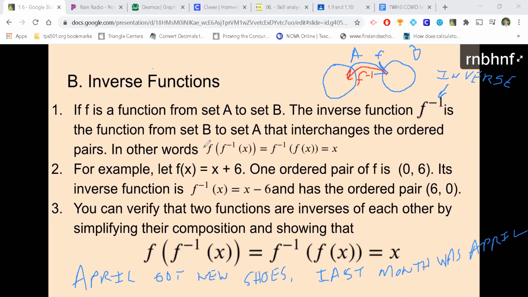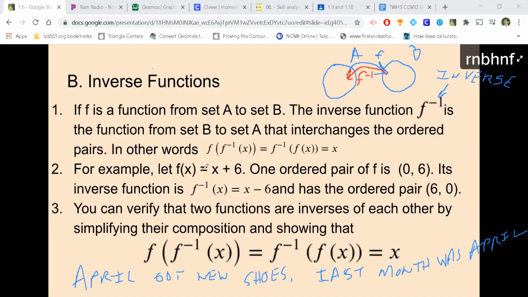So in other words, and this is the formal definition, if I do a composite, F of F inverse of X should give me X. And F inverse of F of X should give me X. If I take X and plug it into F to get some output, and then my inverse takes that output and just sends it right back, I should start with the exact same thing, right? My start and my endpoint are the exact same things. Anything F inverse does, F should undo. Anything F does, F inverse should undo. That's the idea.